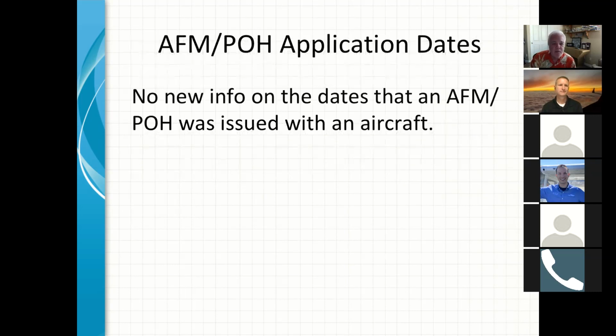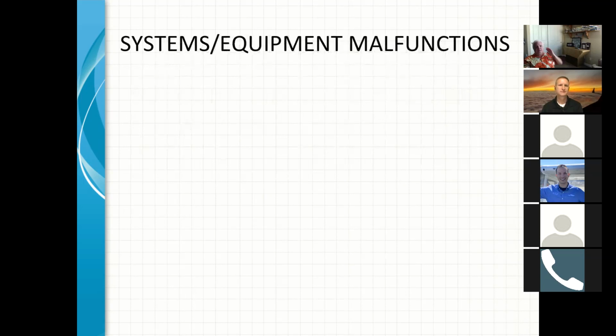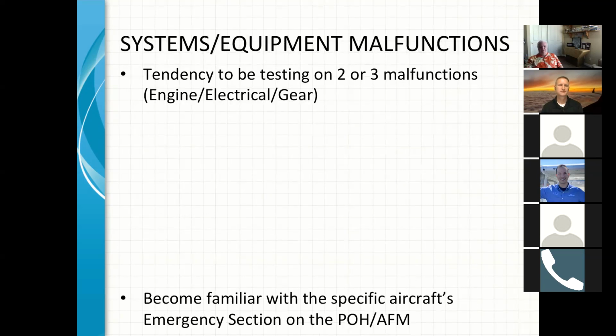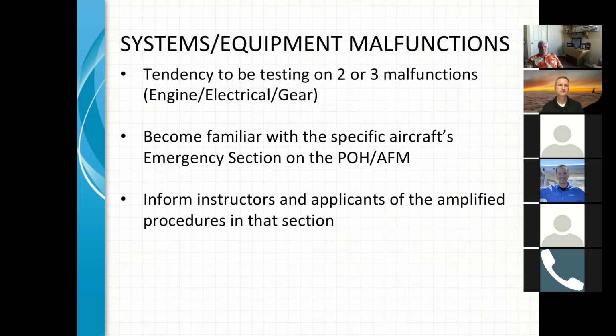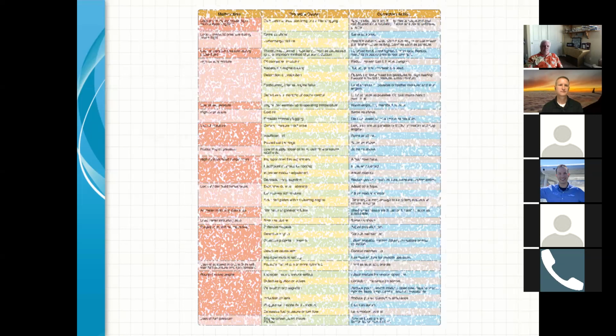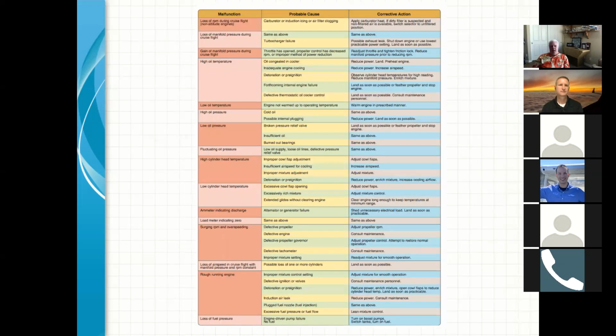Once again, I don't have any more solid information on AFM POH application dates. As I try to get some more information on that, I'll publish it. Systems and equipment malfunctions, we're still looking at a tendency to be just testing on 2 or 3 malfunctions. We could tend to broaden our scope on some of that. And once again, there's that nice little form right out of the Airplane Flying Handbook to give you various equipment malfunctions, assuming that they apply to that aircraft.